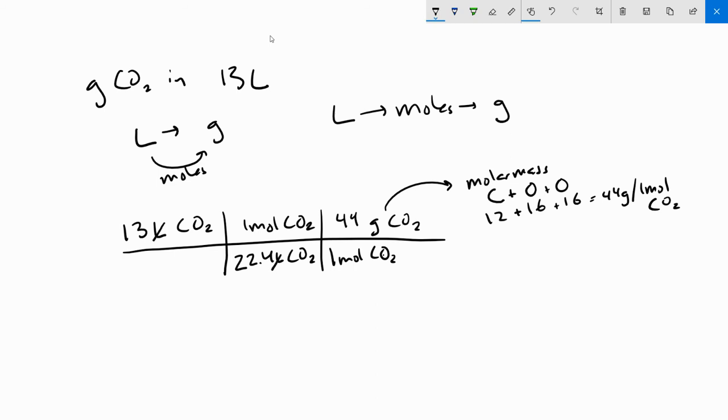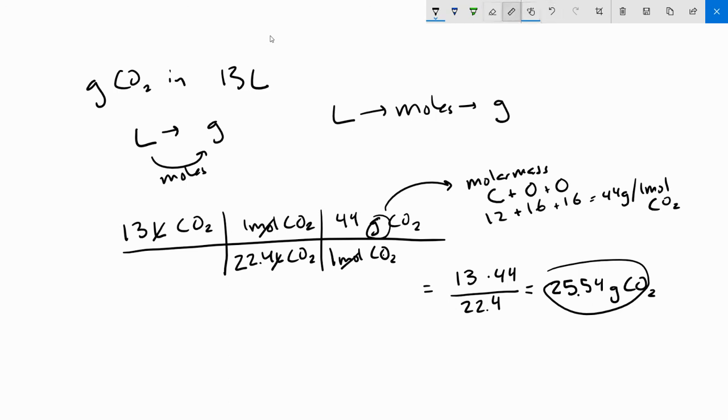So liters cancels, moles cancels. I'm left with grams. When I plug this into the calculator, I'll do 13 times 44 divided by 22.4. Everything on the top multiplied together, divided by everything on the bottom multiplied together. And when I get my answer, it is 25.54 grams of carbon dioxide. I bet you don't think about gases having mass, but they do. Okay, great. So that's our final answer. Let's do another.